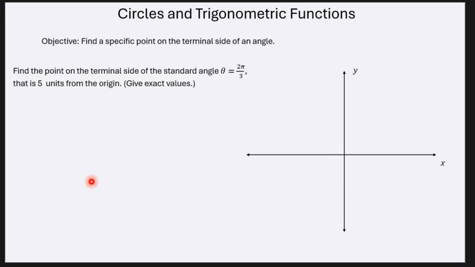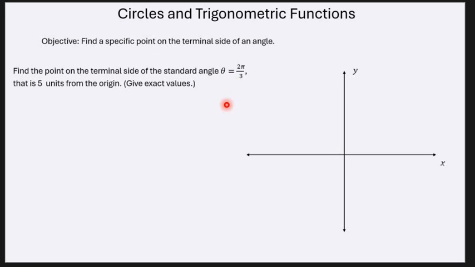Circles and trigonometric functions. Objective: find a specific point on the terminal side of an angle. So we're going to look at this example where we find the point on the terminal side of the standard angle theta equals 2 pi over 3 that is 5 units from the origin, and we need to give the exact values. First, we want to locate what quadrant this angle 2 pi over 3 is in.